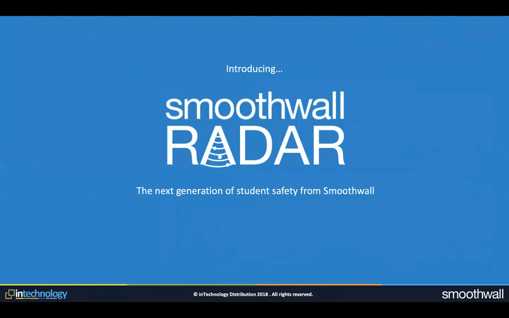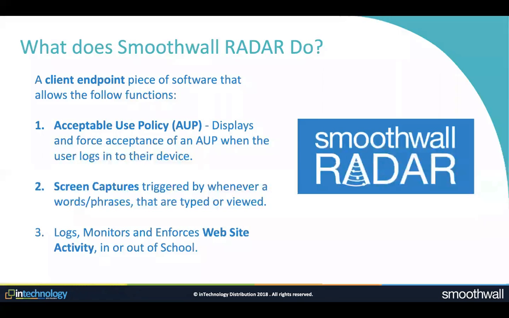So let's have a look at what Smoothwall Radar is and have a look at it in action. So what does Smoothwall Radar do? I've had to distill it down to its very fine points. And the key thing to realize is that this is now a client endpoint form of protection. It's something which we are installing on the devices in the hands of our users. So it's a little bit of software. It's doing some things in the background and then reporting information to a portal which is based in the cloud.